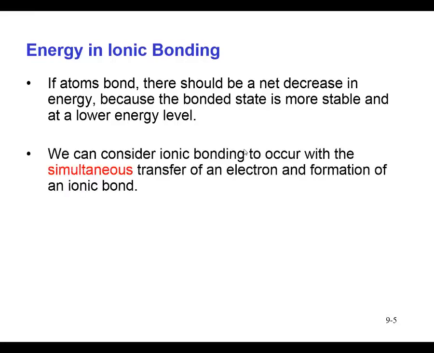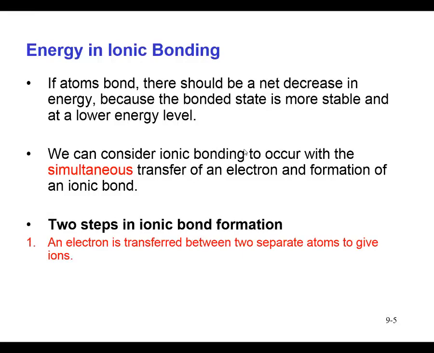We can also realize we have a simultaneous transfer of electrons and formation of an ionic bond. As we start to lose electrons from my cations and gain electrons with the anions, we start to form an electrostatic attraction, where the positively charged cation is attracted to the negatively charged anion. So there are really two steps you can consider in ionic bond formation.